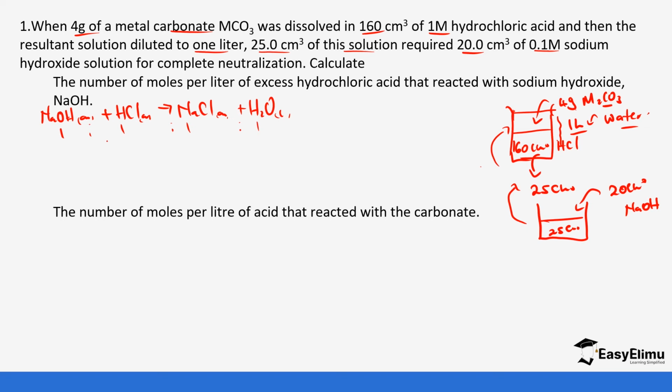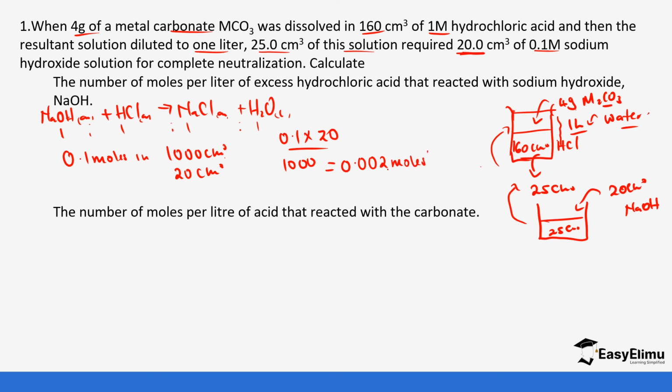We have already been given some information on the sodium hydroxide. We have been given the molarity, which is 0.1 molar, which means 0.1 moles in 1000 centimeters cubed. If you want to calculate the amount used in the reaction, in 20 centimeters cubed, it's 0.1 times 20 divided by 1000, which gives us 0.002 moles. These are the moles of sodium hydroxide that reacted with hydrochloric acid.